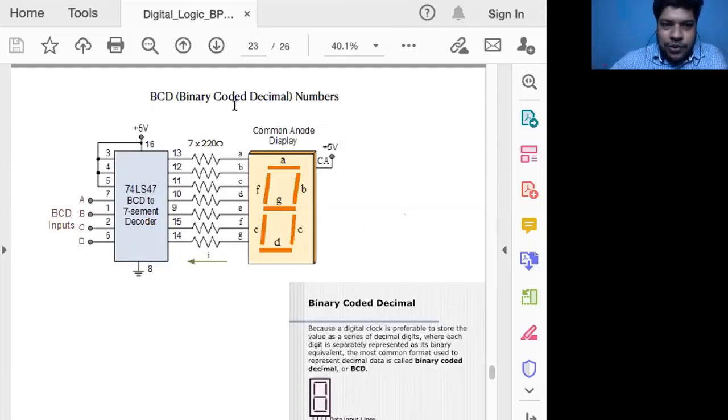So now let us look at this. It says BCD, the binary coded decimal numbers. So to write up to 9, you need some number of binary inputs. To write up to 8, you need 4 digits. To write up to the number 16, you need 5 binary inputs. That kind of thing is there. So you understand the binary logic for that.